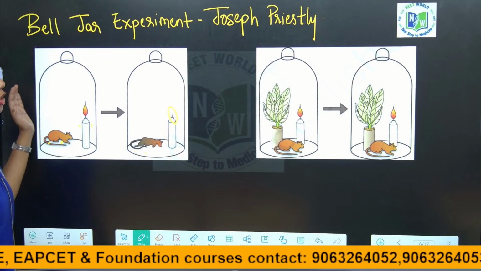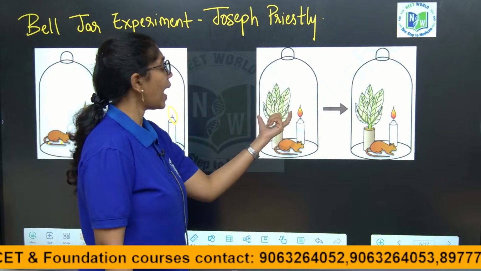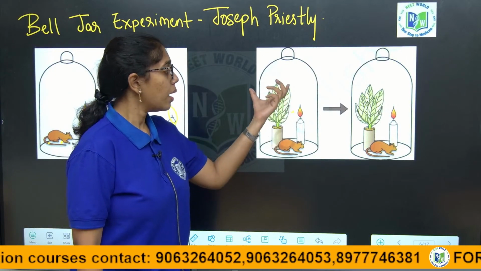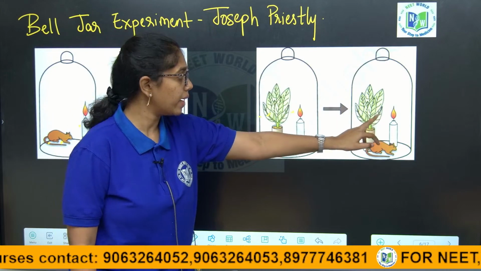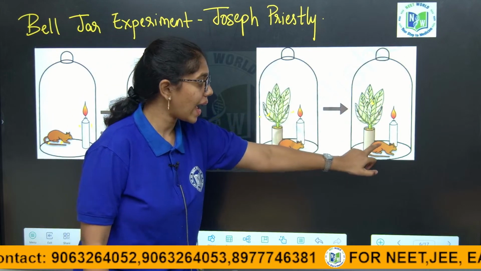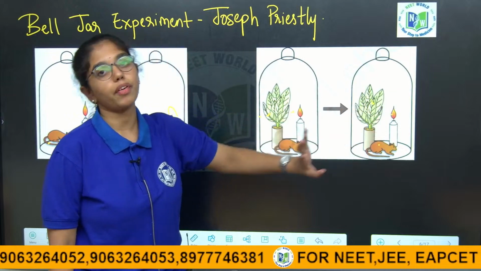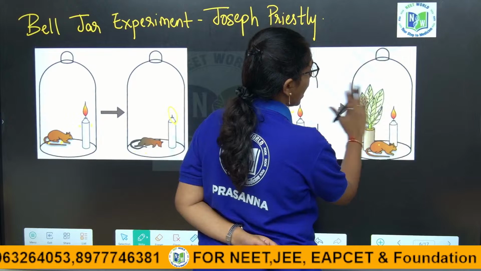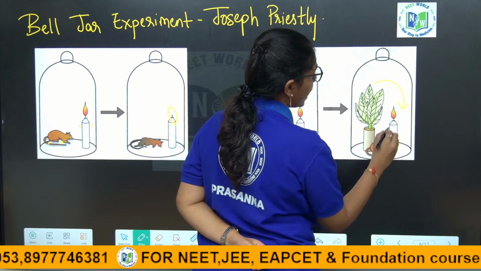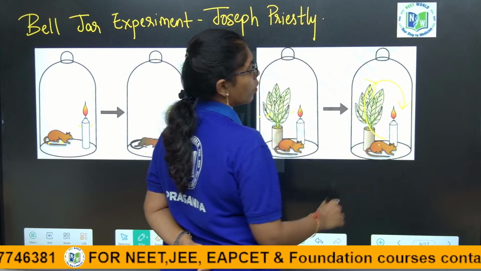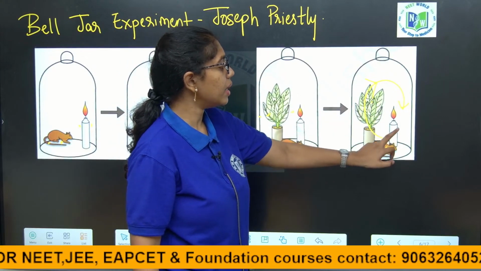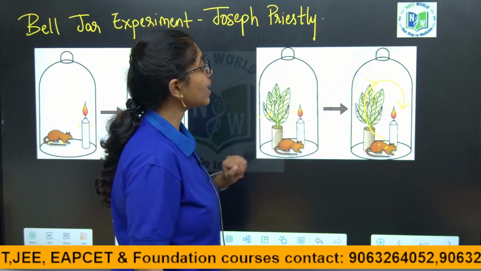The same experiment is repeated with a mint plant inside the bell jar. If he checks the bell jar after some time, the mint plant, rat and candle are all fine. With this he said that a gaseous exchange happened between the mint plant, the rat and the candle. So what is that gas?